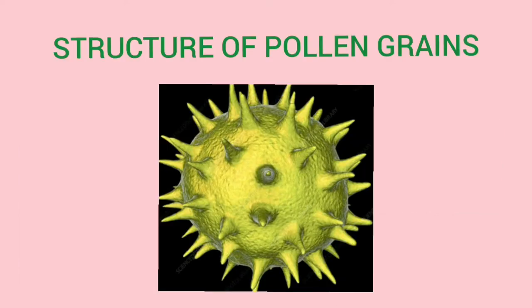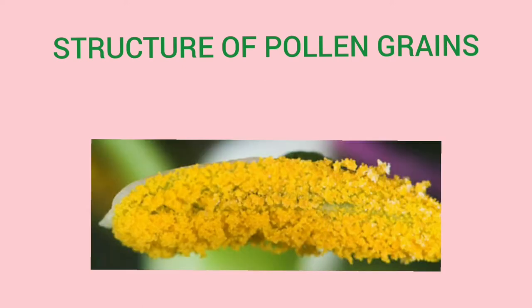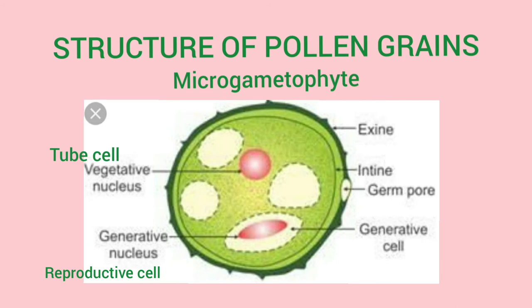Let us understand the structure of the pollen grain. Pollen refers to the powdery product responsible for the production of the male gametes of the plant. Pollen grains are termed microgametophytes. The pollen grain is surrounded by two layers.